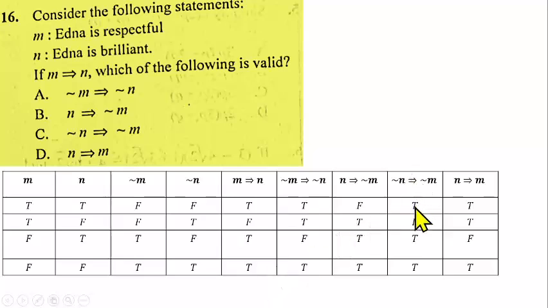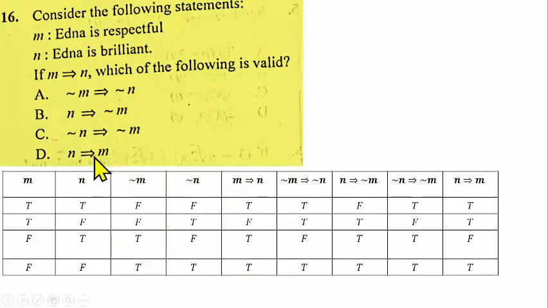Then let's test for this: if negation of N then negation of M. So false will give us a true. True then false will give us a false. False then true will give us a true. Then true will give us a true. So we can see that this and this have the same results. So that means if M then N also means if not N then not M. So this and this are equal.